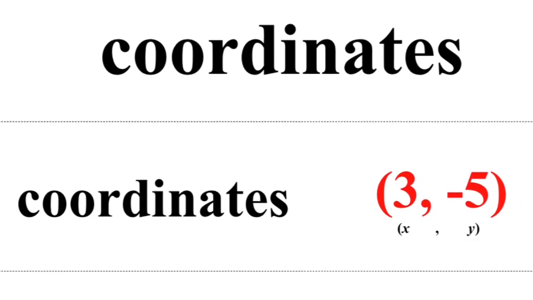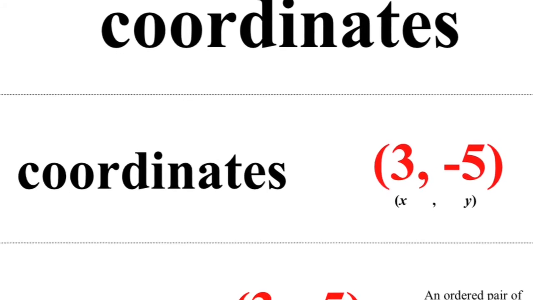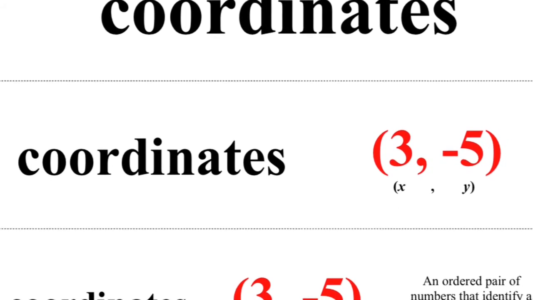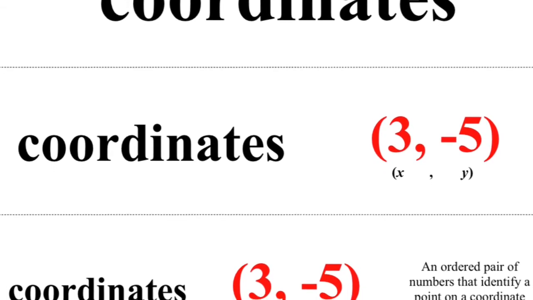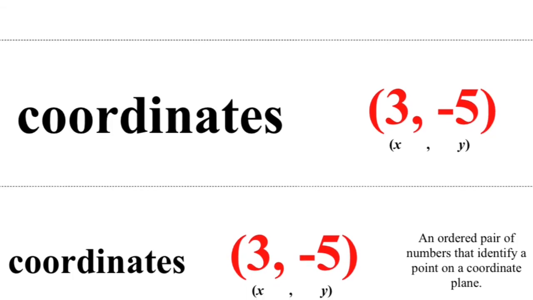Coordinates, also called ordered pairs or points, is just that. It's a point. It's made up of two numbers, the x-coordinate and the y-coordinate. The x is the first number and the y is the second number.